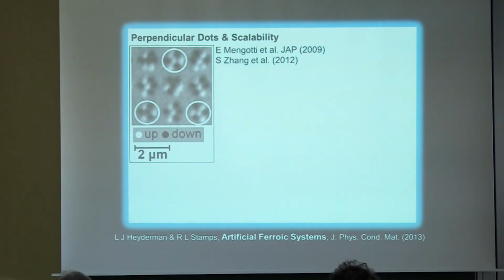Also, one can look at perpendicular systems, which is kind of interesting for spintronics. And here you can see a few small structures with perpendicular dots. These clusters are actually sitting in the lowest energy states. And in terms of scalability, sometimes people ask me, how small can you make them?